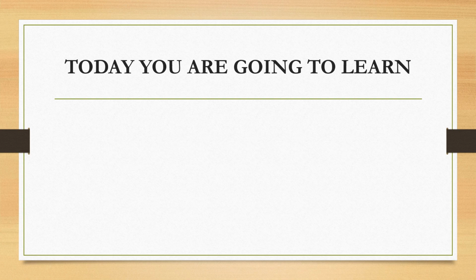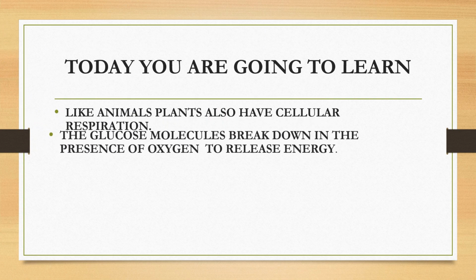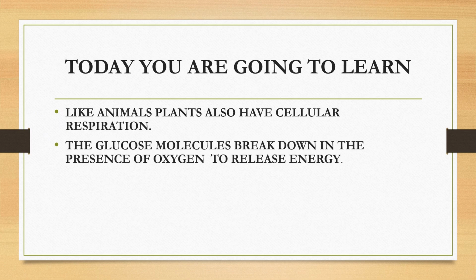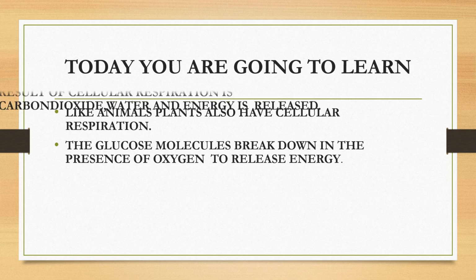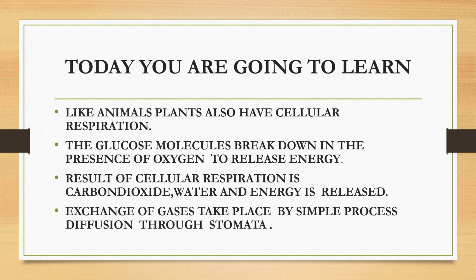So today you are going to learn that, like animals, plants also have cellular respiration. The glucose molecules break down in the presence of oxygen to release energy. The result of cellular respiration is carbon dioxide, water and energy. Exchange of gases takes place by the simple process of diffusion through stomata, which are present on the surface of the leaves.